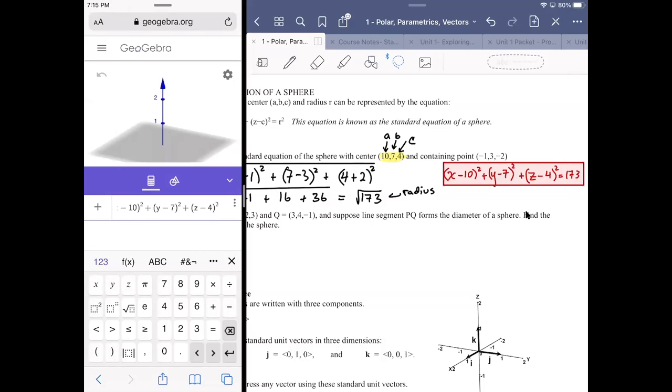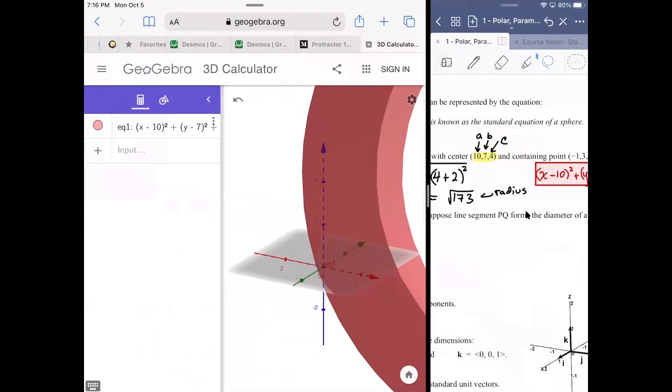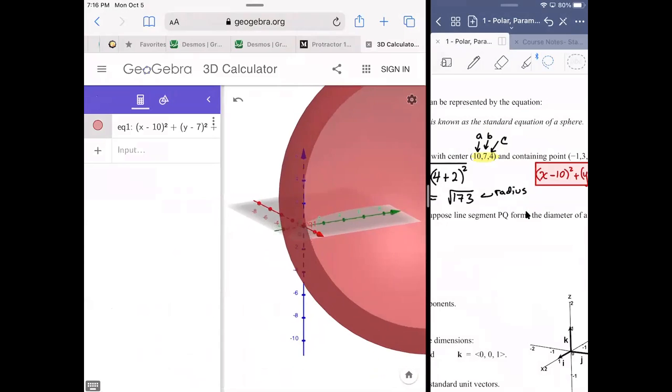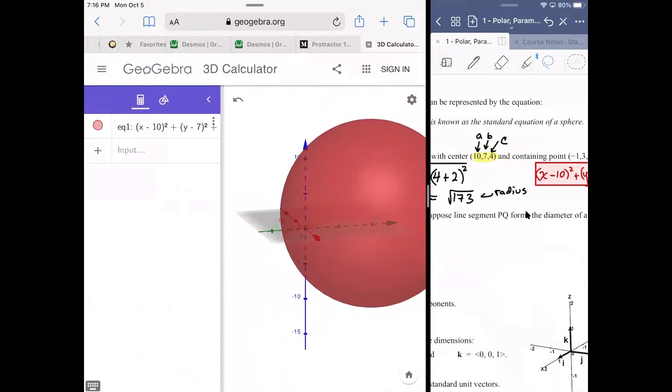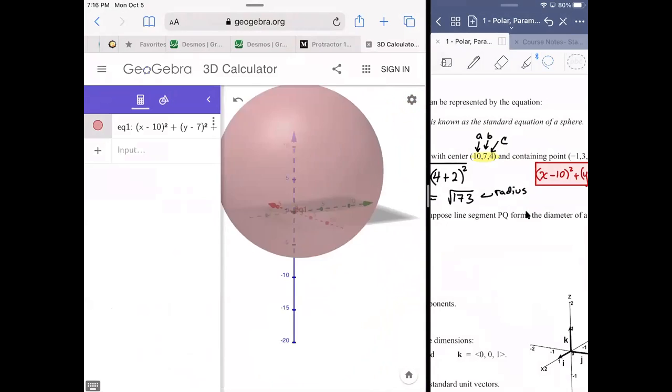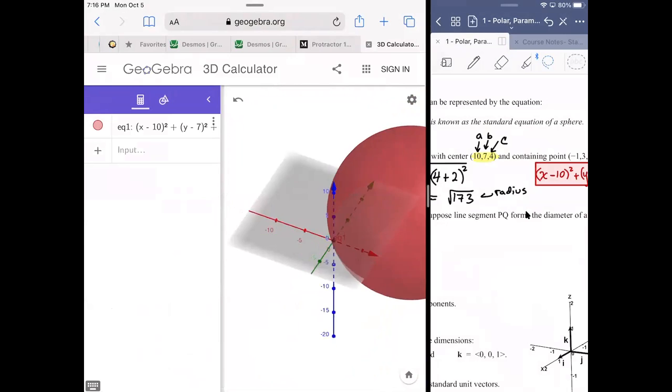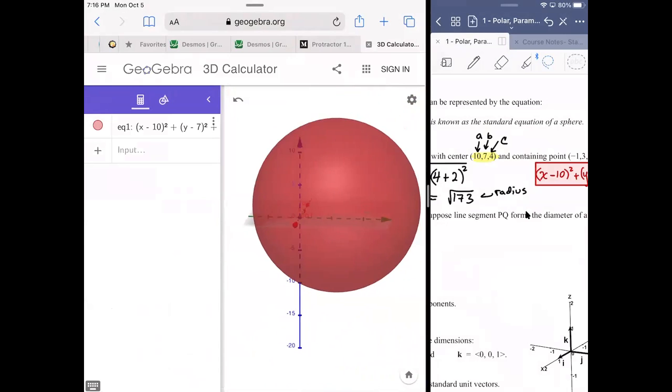-4 squared equals 173. That's a pretty alarming looking figure. It doesn't look like anything at all like a sphere, but it can be a little tricky when you get into the smaller screens. It looks very much like a sphere if you zoom out. So that is definitely a sphere, so we're good there.